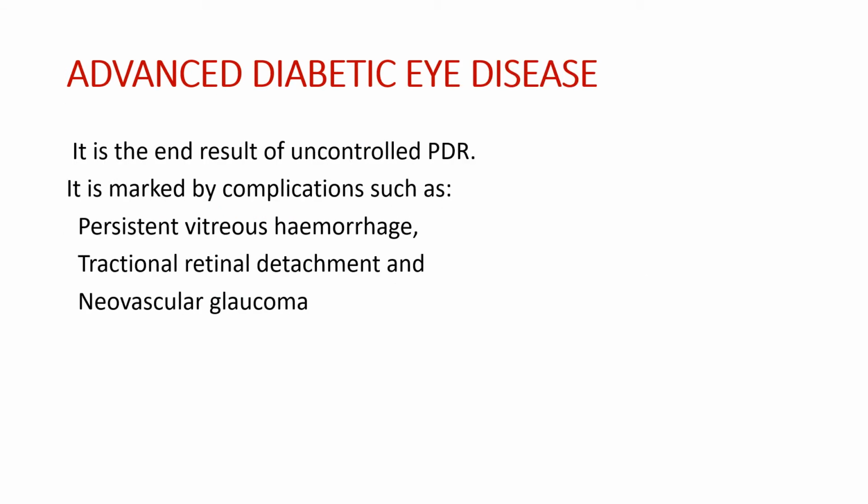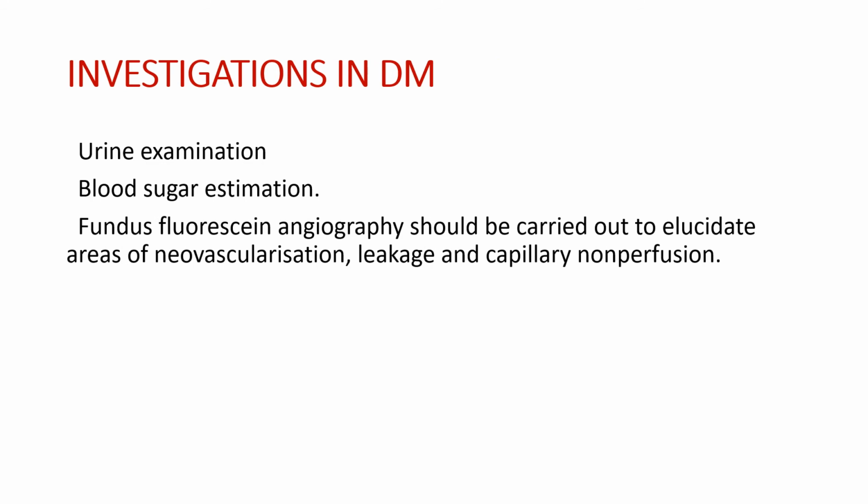Advanced diabetic eye disease. It is the end result of uncontrolled proliferative diabetic retinopathy. It is marked by complications such as persistent vitreous hemorrhage, tractional retinal detachment, and neovascular glaucoma. Investigations done in diabetes mellitus. Urine examination for sugar, blood sugar estimation, and fundus fluorescein angiography should be carried out to elucidate areas of neovascularization, leakage, and capillary non-perfusion.